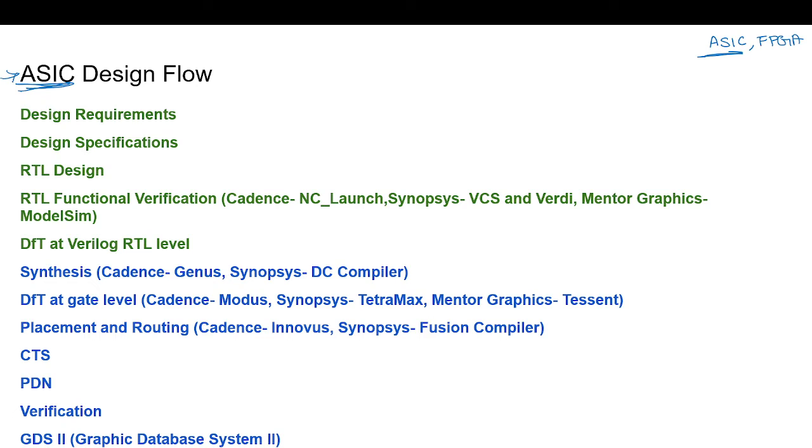In the ASIC design flow, first we note down the design requirements, and then we follow the specification required for it. With that, we give the RTL level design. In the RTL level, we perform the functional verification and also RTL level DFT.